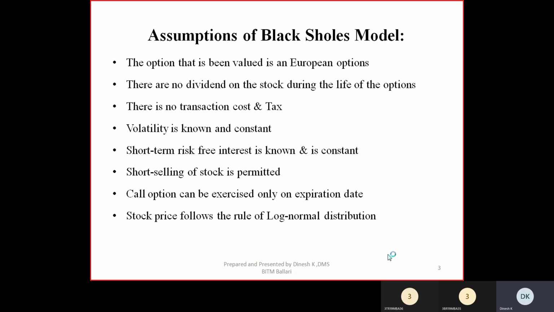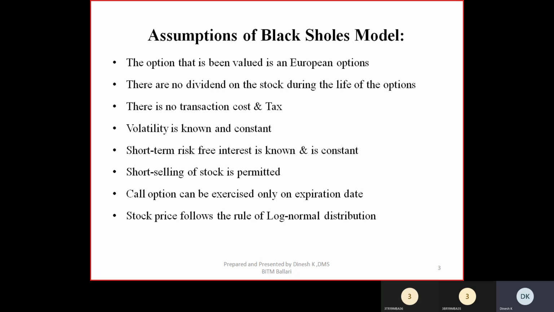This is what the assumption says. You can exercise only on the expiry date, right? Stock prices follow a log-normal distribution, right? What they say is the stock price is going to vary. The stock price can be volatile and can take different forms. It can take the form of a bell shape, or a narrow bell shape.